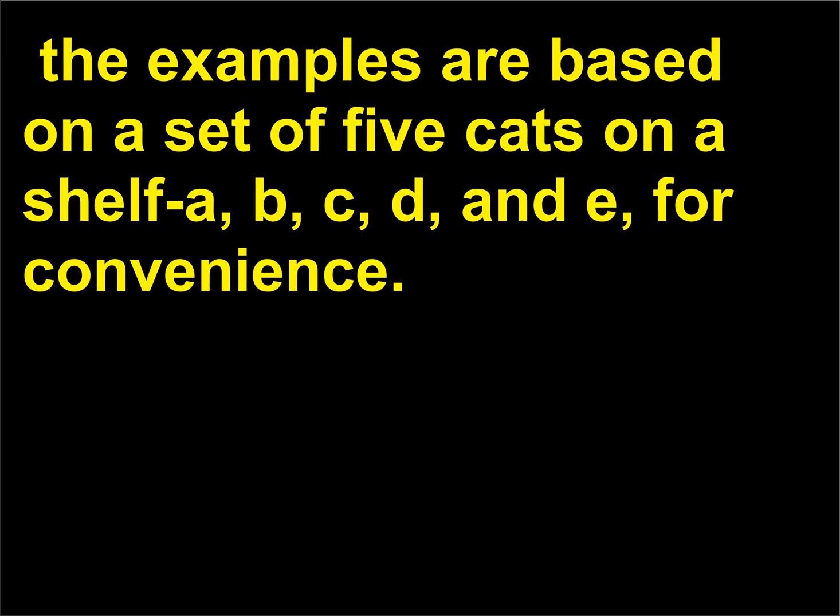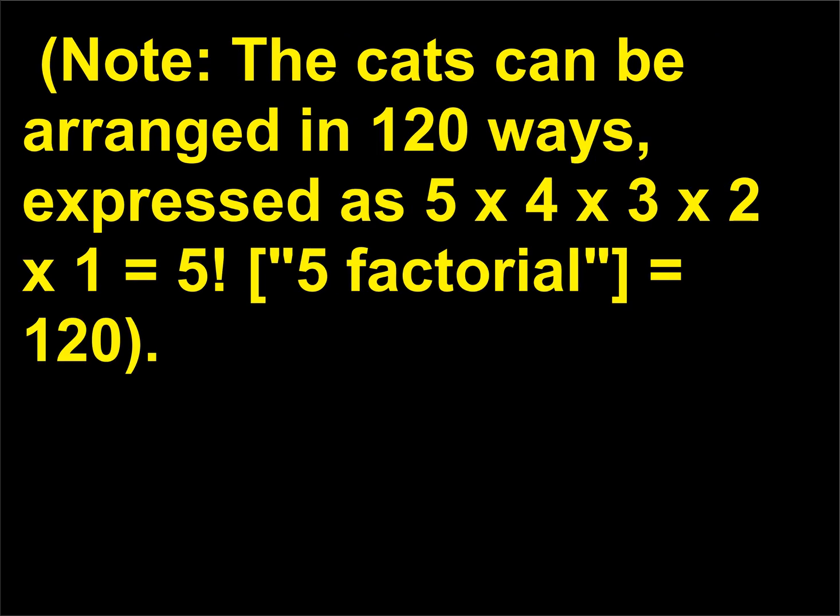The examples are based on a set of 5 cats on a shelf, A, B, C, D, and E, for convenience. Note, the cats can be arranged in 120 ways, expressed as 5 x 4 x 3 x 2 x 1, which equals 5 factorial, equals 120.